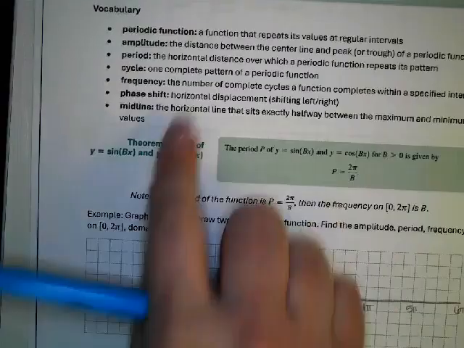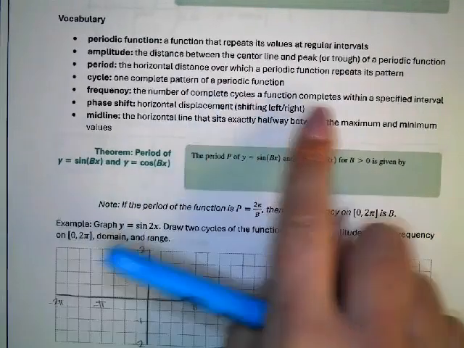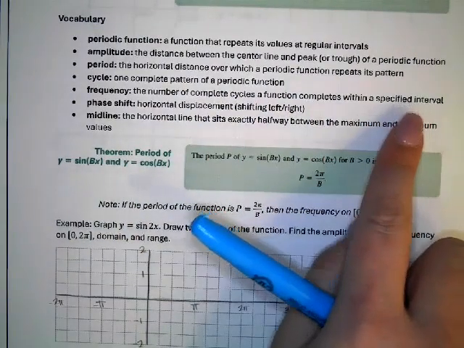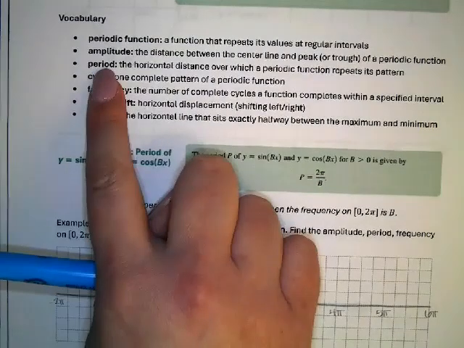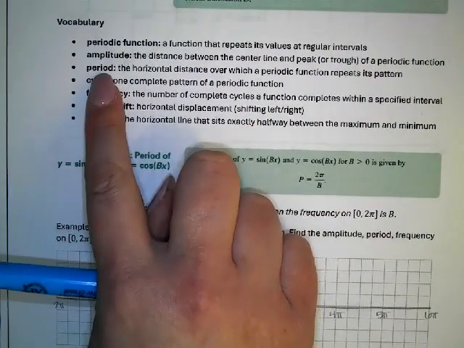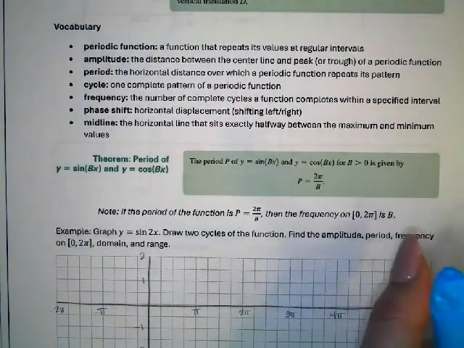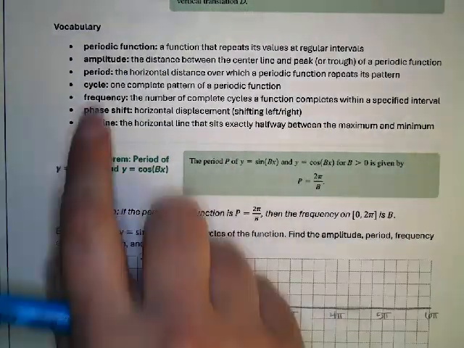The frequency is the number of complete cycles a function completes within a specified interval. So if we change the period of the function, then it would be interesting to say, well, if I've adjusted the period and it's no longer 2 pi, then how many cycles complete from 0 to 2 pi? Then that would be something we're interested in, and we'll see that in some of our example problems.